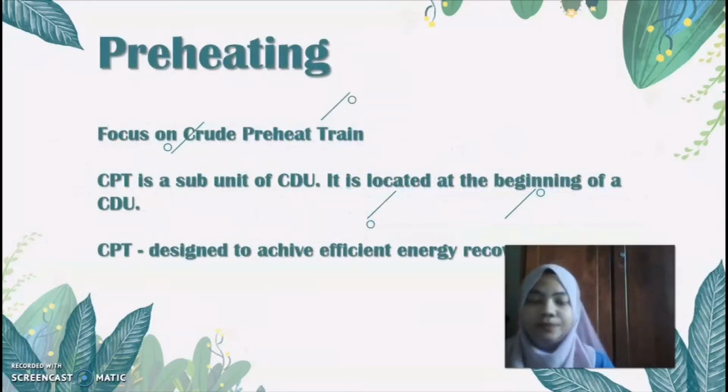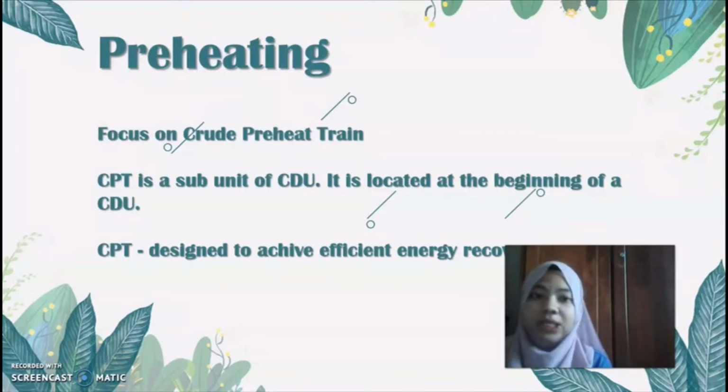Okay, let's move on and focus more on preheating. I will focus on the crude preheat train. The crude preheat train is a subunit in the crude distillation unit. It is located at the beginning of the crude distillation unit. The crude preheat train is designed to achieve efficient energy recovery. The design of the crude distillation unit will have a main column, several strippers and pump arounds.